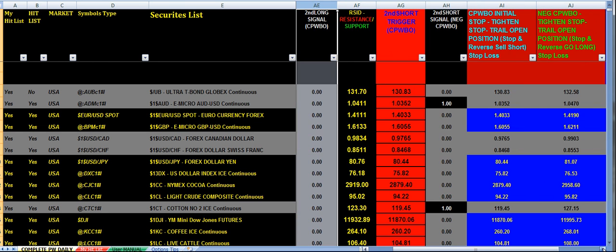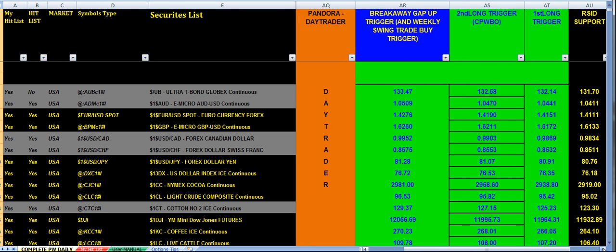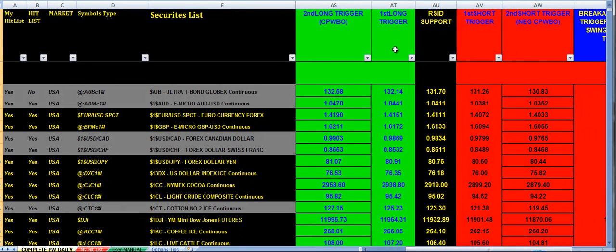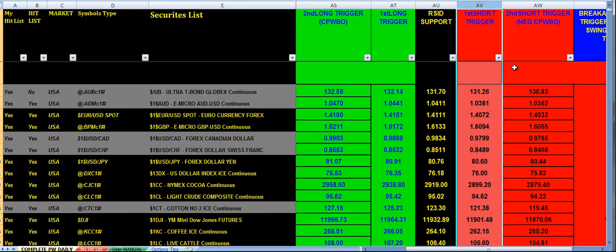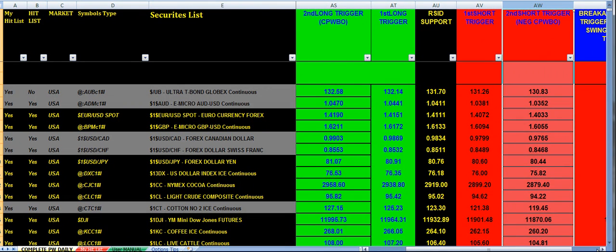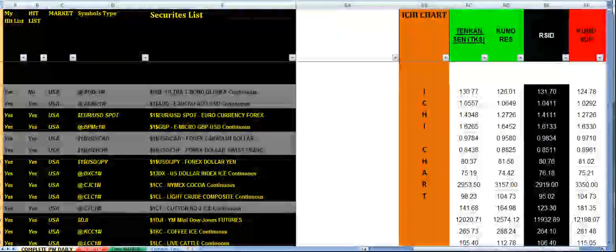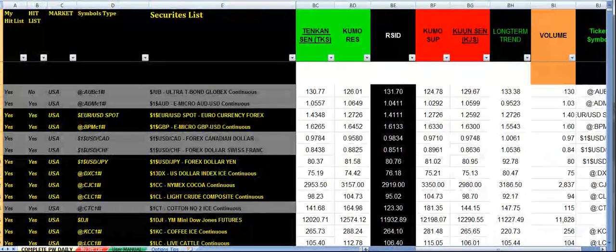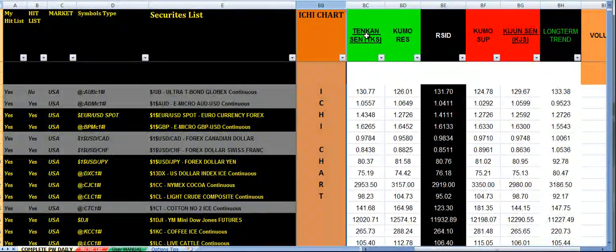All right, on the Pandora Day Trader tab, that starts at section AQ. Now on here it's self-explanatory. Remember the signals that we got before, where it said first long, here it is right here. Second long, right here. First short, right here in AV. Second short is right here in AW. All right, self-explanatory.